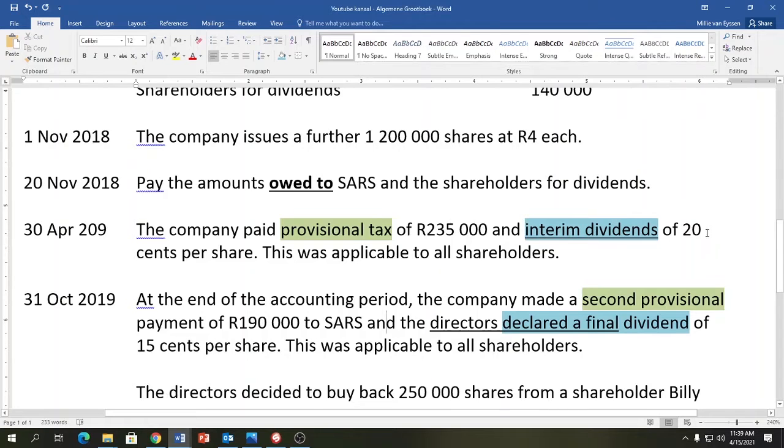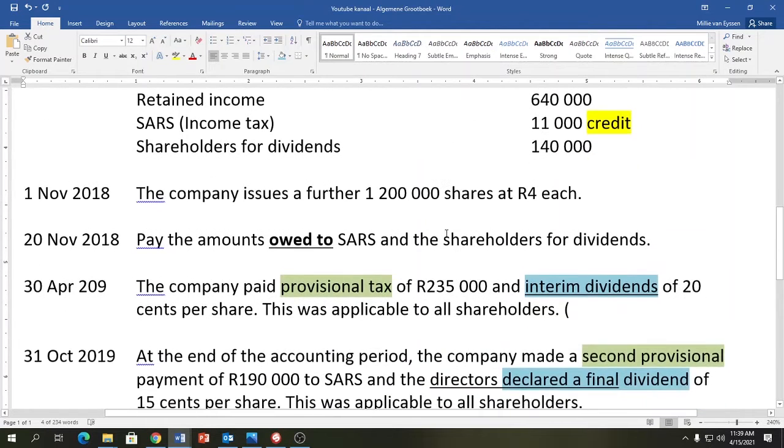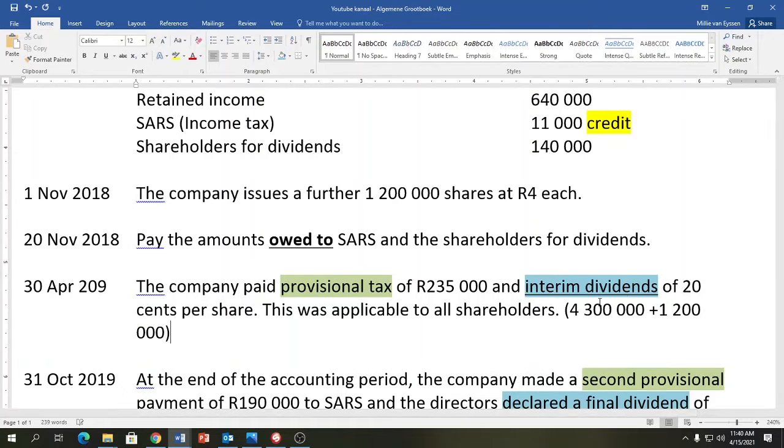So now let's go and look. Interim dividends of 20 cents per share to all the shareholders. So now I need to go and figure out how many shares I issued. I started with 4.3 million, and then we added another 1.2 million. Okay, so in total, 4.3 million plus 1.2 million gives me 5.5 million shares.